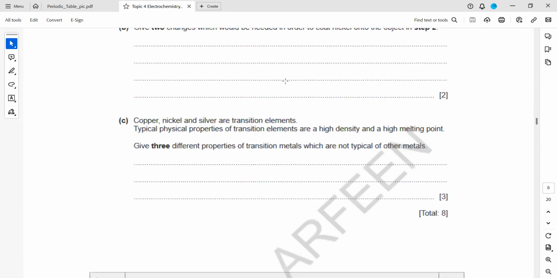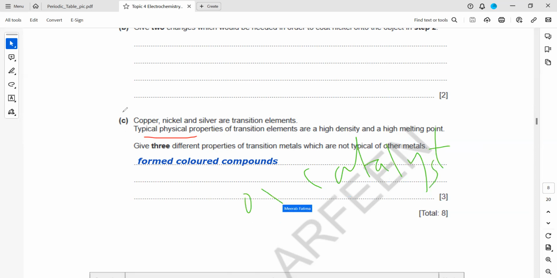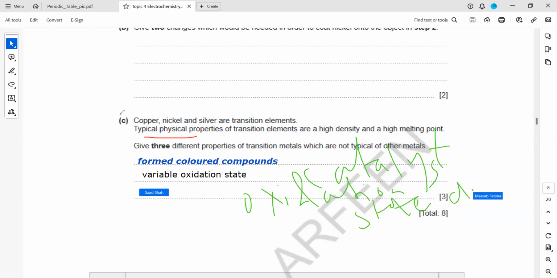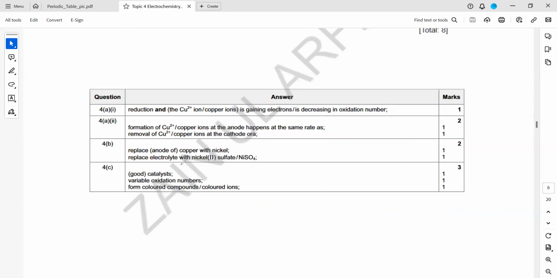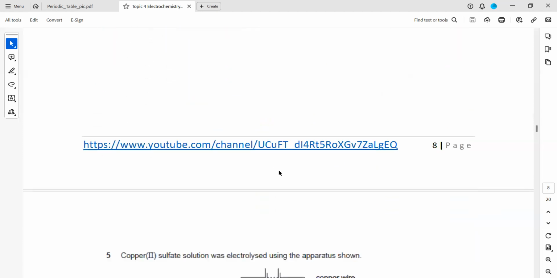Copper, nickel, silver are transition elements. State typical properties of the transition elements. The typical properties are high density and high melting point. Give 3 different properties which are not typical of other metals. What other properties? Transition metals form colored compounds, can be used as catalysts, and have variable oxidation states. So they can be good catalysts, have variable oxidation states, and form compounds or ions which are colored as well. You can mention that.